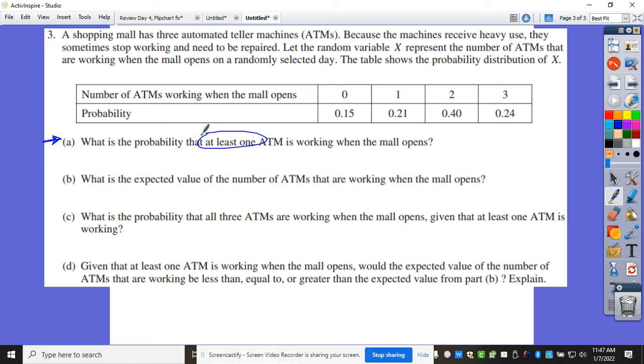At least. So what am I doing there? Which numbers are at least 1? So what do I do about 1, 2, and 3? Which gives me what? That should be a very easy question. What are the keywords with B?